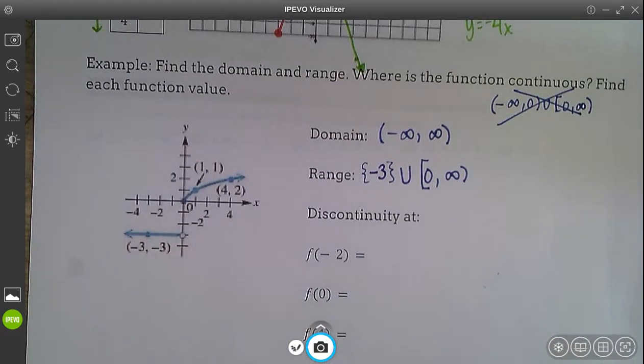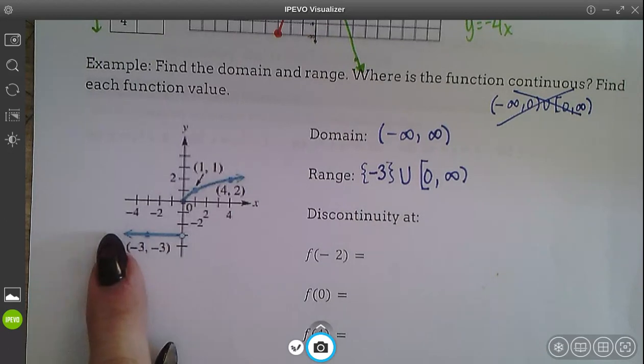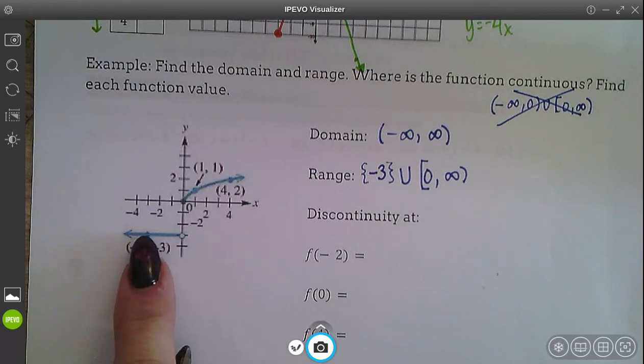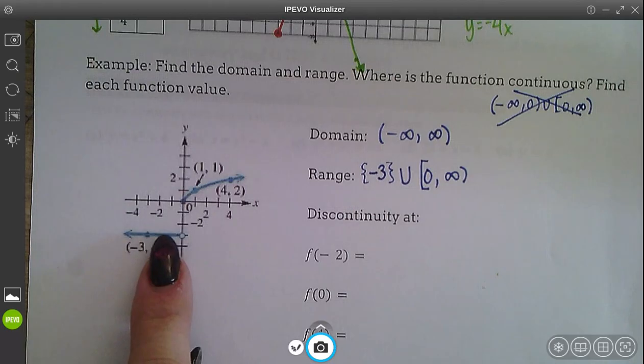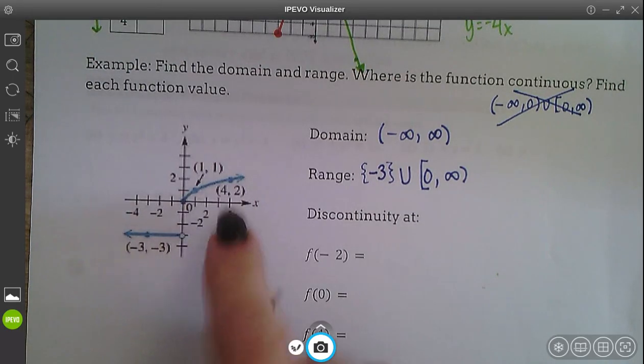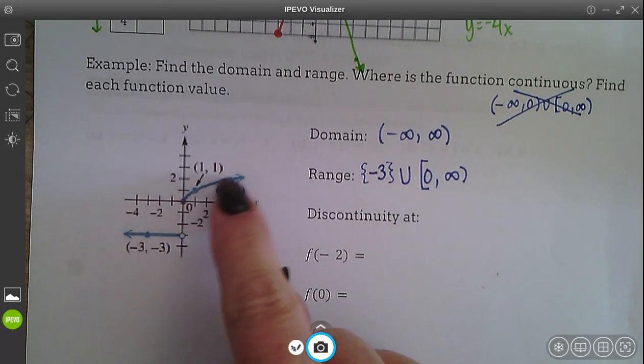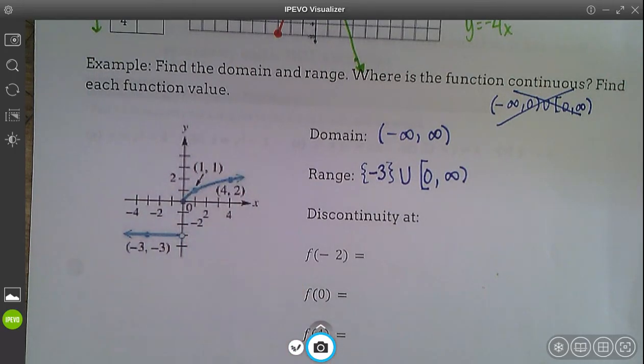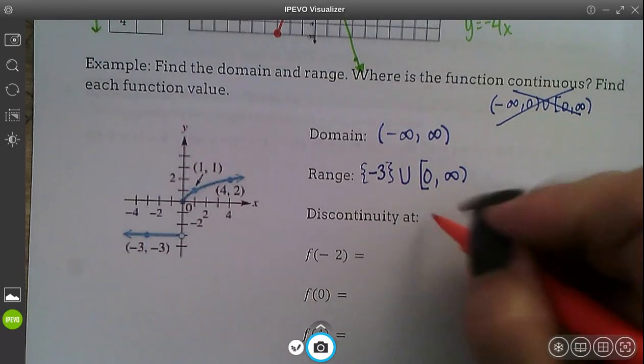Where do we have a discontinuity? In other words, what x value do I have to pick up my pencil if I'm tracing from left to right? So as I go left to right, negative infinity, all the way to -4, -3, -2, -1. Right here when I get to x equals 0, I have to pick up my pencil and move it to here to keep tracing that graph. So I have a discontinuity at x equals 0.